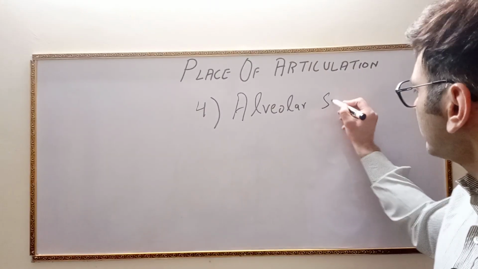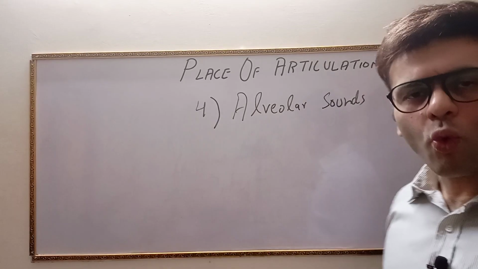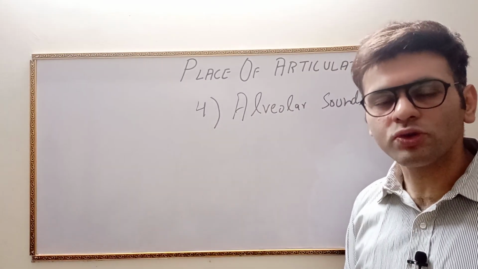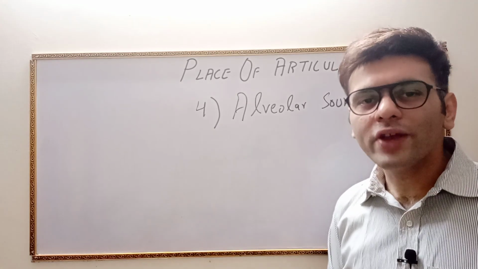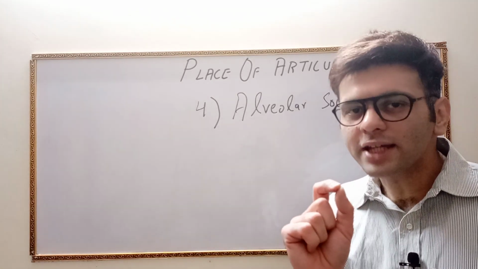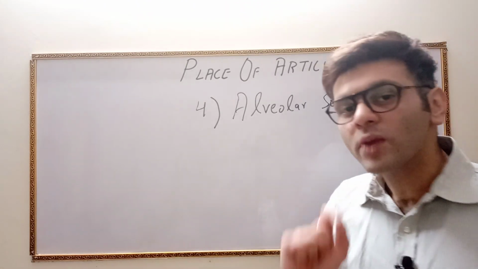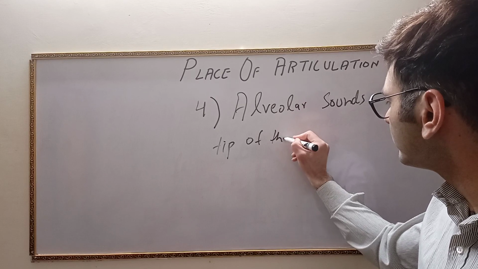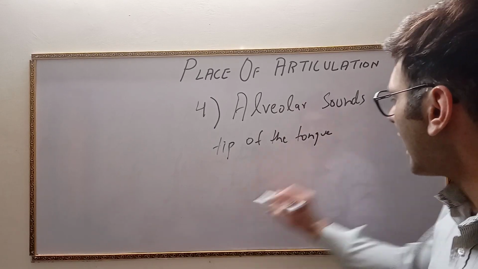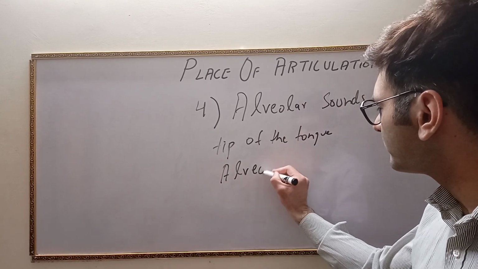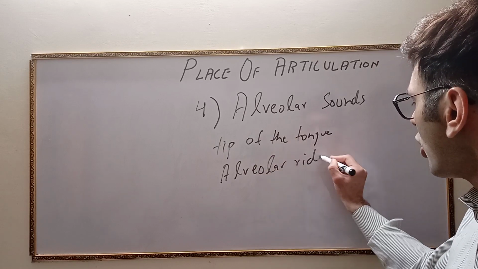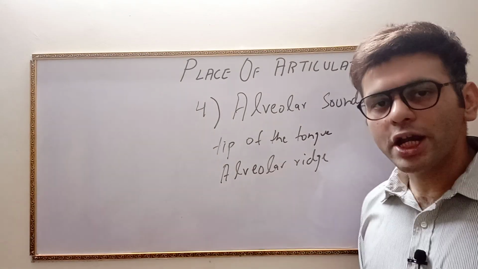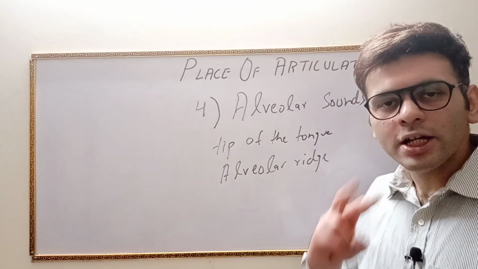Alveolar sounds. Now, what are alveolar sounds? Alveolar sounds are those sounds which are uttered with the help of the tip of the tongue and the alveolar ridge. So, tip of the tongue and alveolar ridge. They are responsible for the articulation and utterance of the sounds.